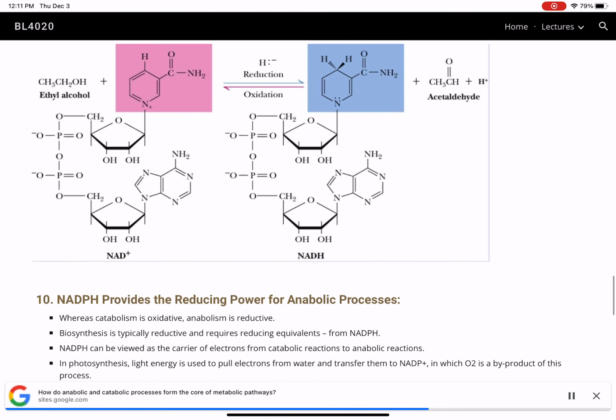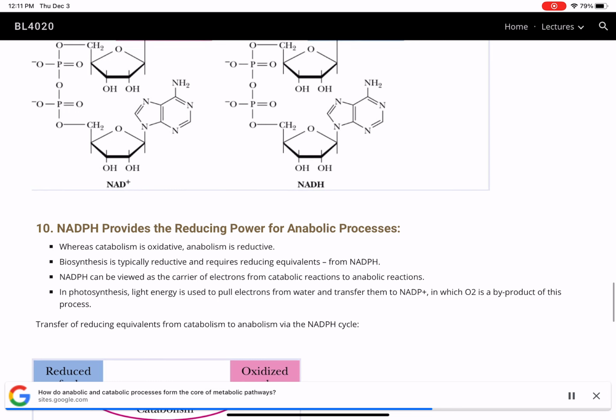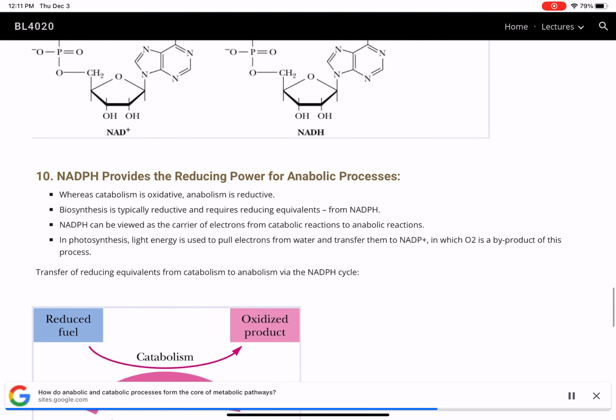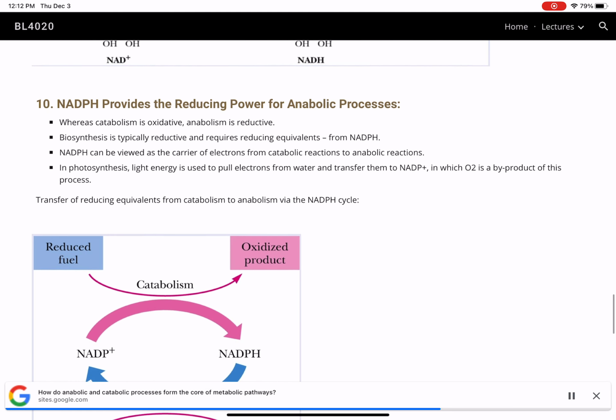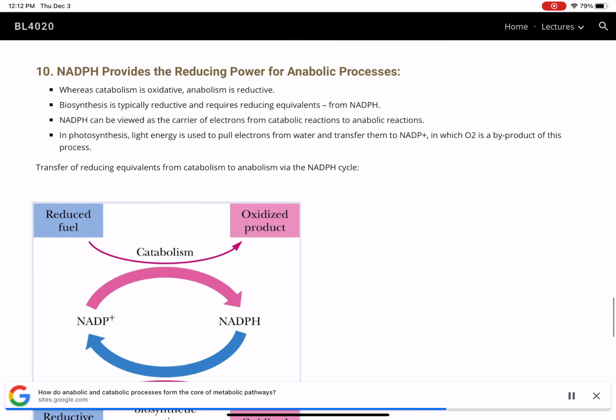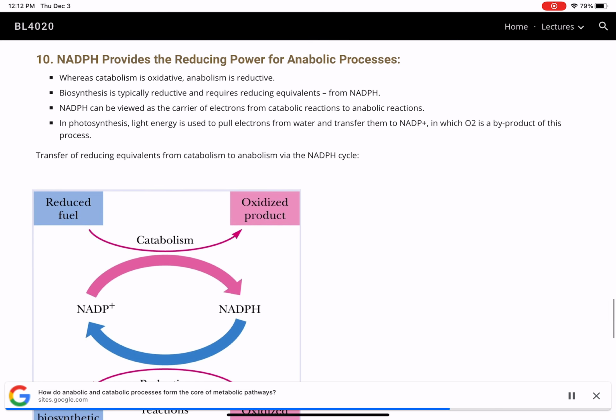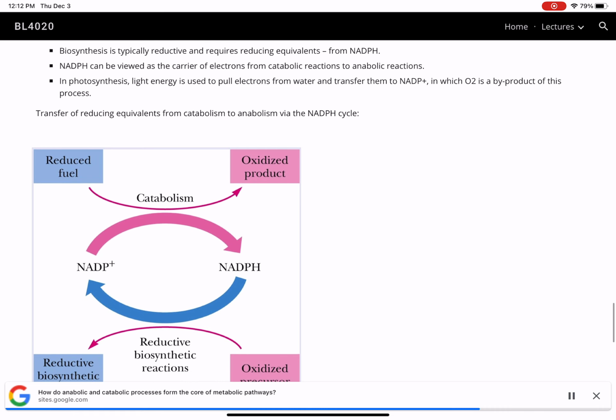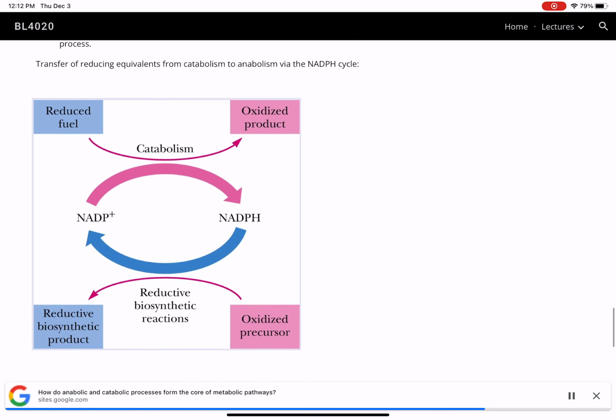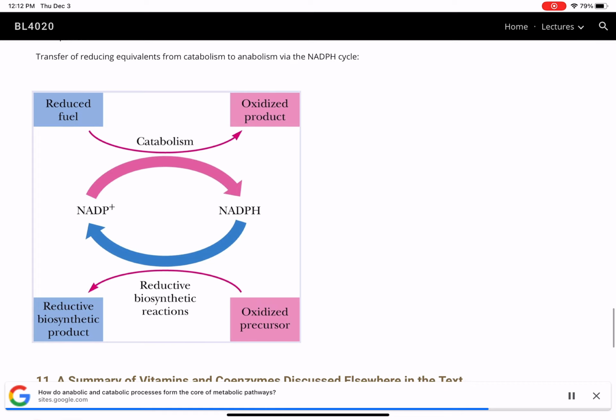10. NADPH provides the reducing power for anabolic processes. Whereas catabolism is oxidative, anabolism is reductive. Biosynthesis is typically reductive and requires reducing equivalents, from NADPH. NADPH can be viewed as the carrier of electrons from catabolic reactions to anabolic reactions. In photosynthesis, light energy is used to pull electrons from water and transfer them to NADP+, in which O2 is a byproduct of this process. Transfer of reducing equivalents from catabolism to anabolism via the NADPH cycle.